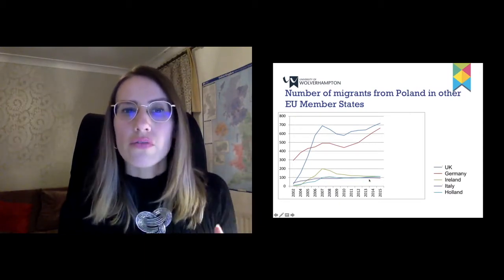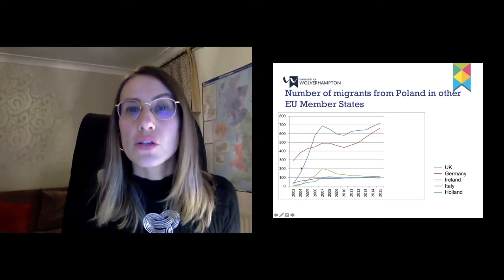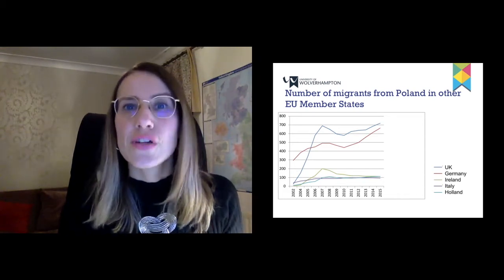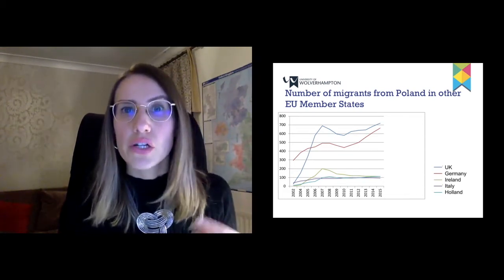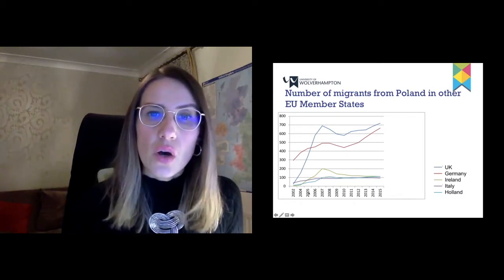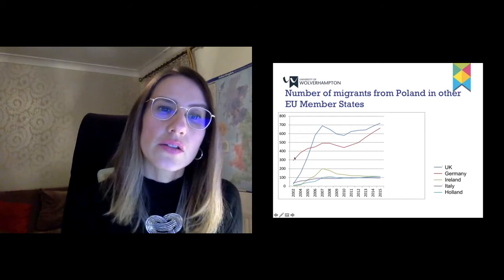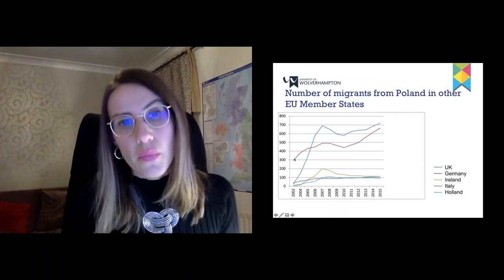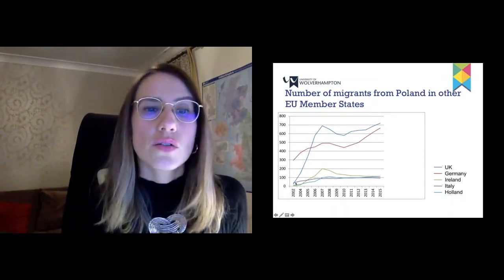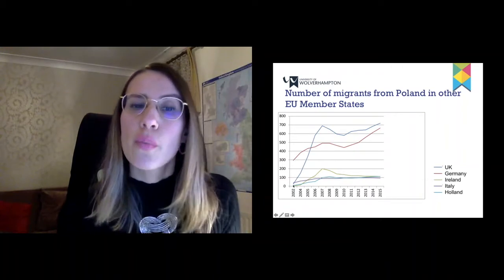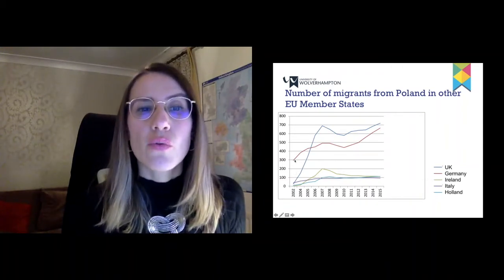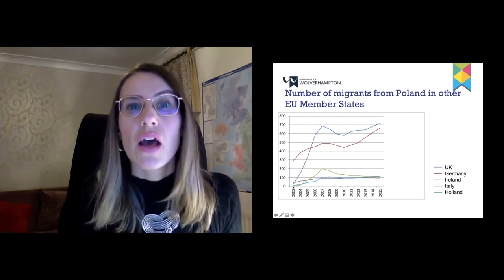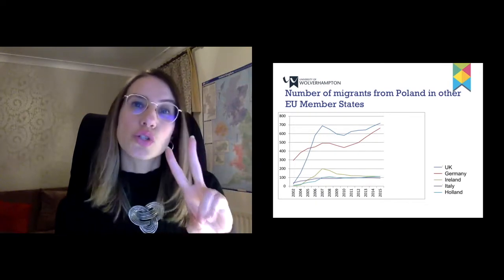But when we compare all of them, Germany and the UK are the most important countries, or receiving countries, as we call it in the context of migration research. So, as you can see, the number of migrants in Germany has been historically high. If we take as the point of departure 2002, there were much more migrants in Germany than in the UK. And this owes to two reasons.